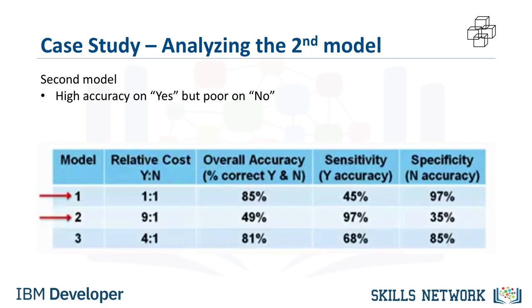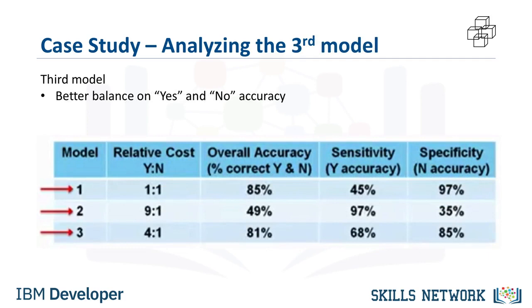For the second model, the relative cost was set at 9-to-1. This is a very high ratio, but gives more insight to the model's behavior. This time, the model correctly classified 97% of the yes, but at the expense of a very low accuracy on the no, with an overall accuracy of only 49%. This was clearly not a good model. The problem with this outcome is a large number of false positives, which would recommend unnecessary and costly intervention for patients who would not have been readmitted anyway. Therefore, the data scientist needs to try again to find a better balance between the yes and no accuracies.